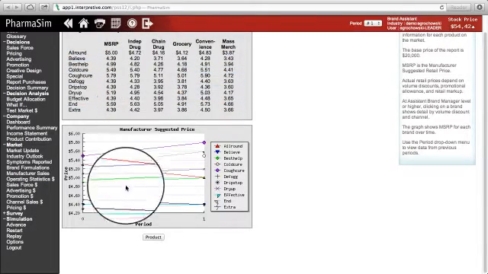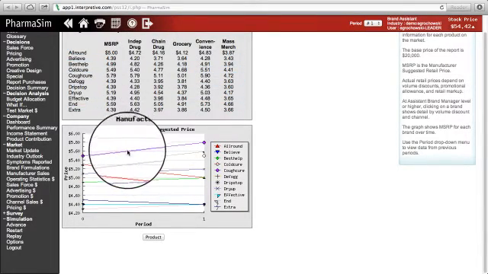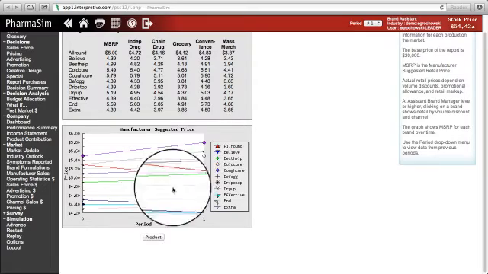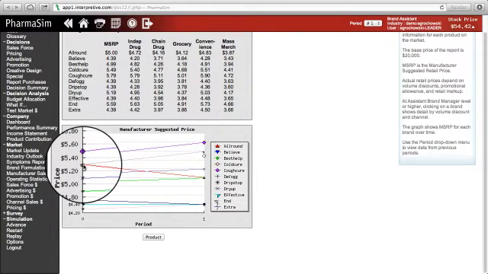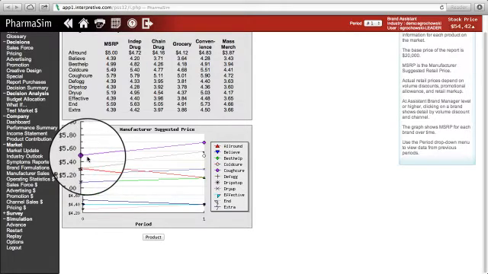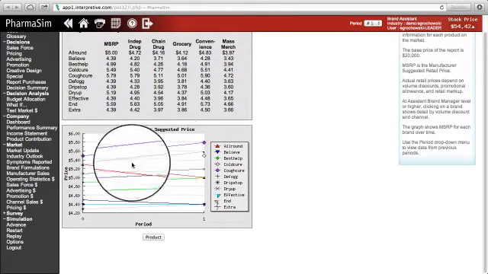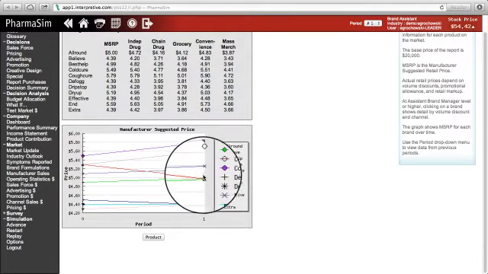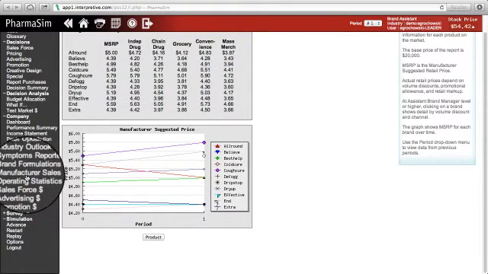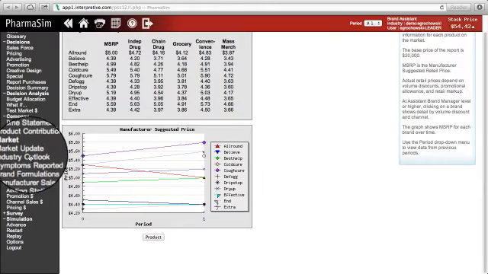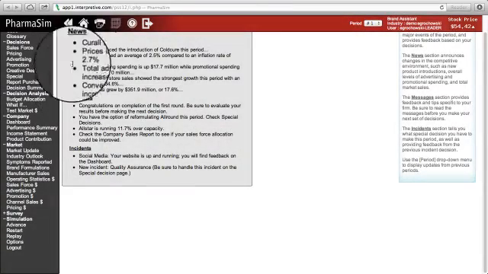And so I can compare my averages here, and then I can check where my product is. And so Cough Cure actually went up in price. I went down in price. And can look at the market update.